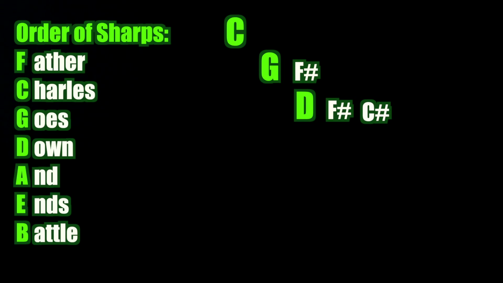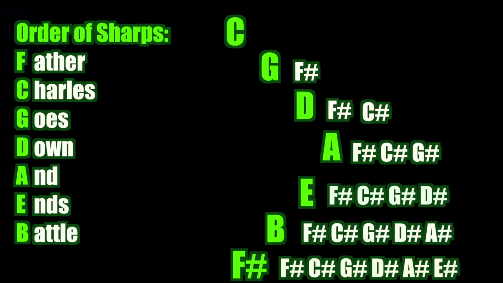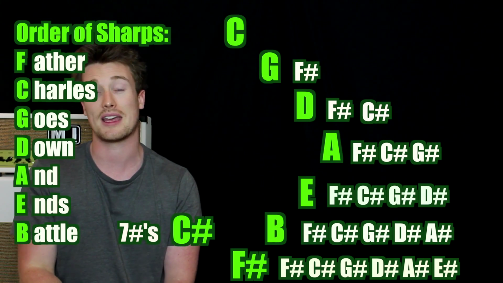Next we move down again. Father Charles goes, so there's F sharp, C sharp, G sharp. Next we go down again, Father Charles goes down, and there's A sharp in there as well as all the others. We go down again, Father Charles goes down and ends, and then we go down again, Father Charles goes down and ends battle. What that means is the last key signature at the bottom has 7 sharps, and those are the order of sharps it has in it. So if you're ever looking at a piece of sheet music and you see 7 sharps, that's the key signature, and that's how you work it out.